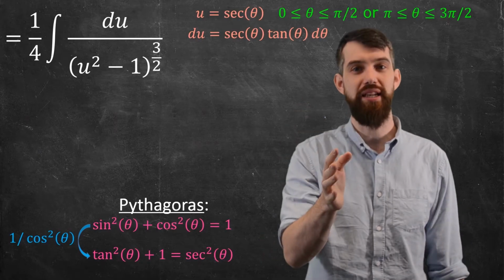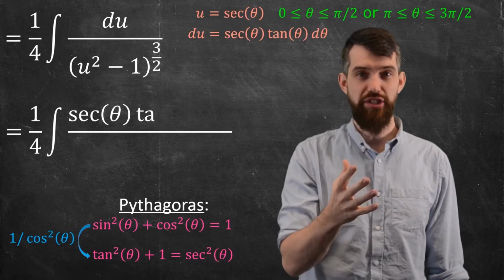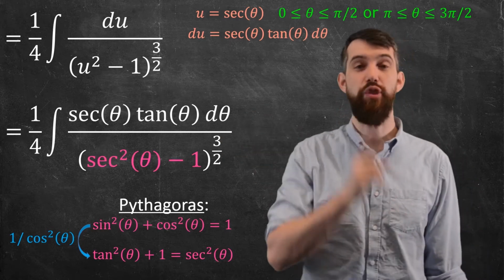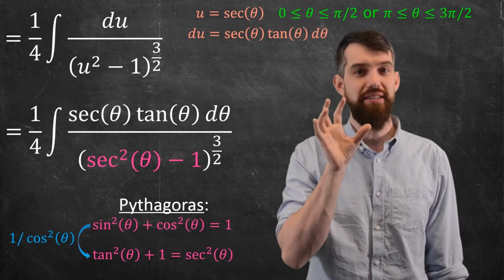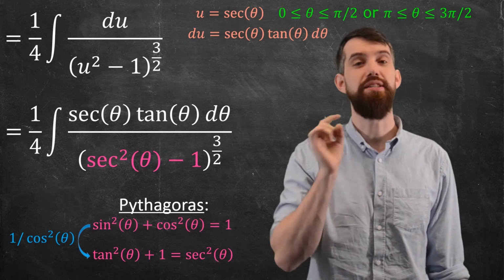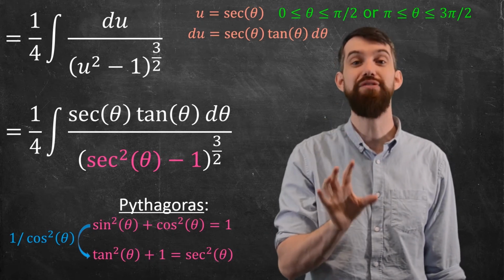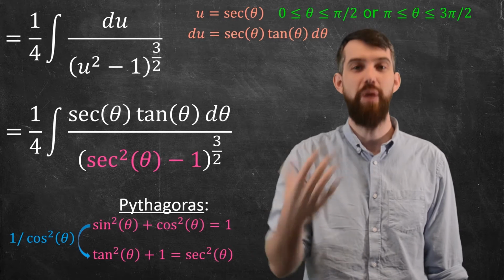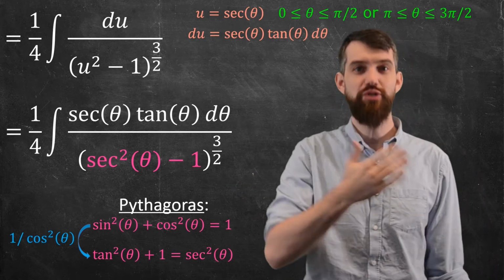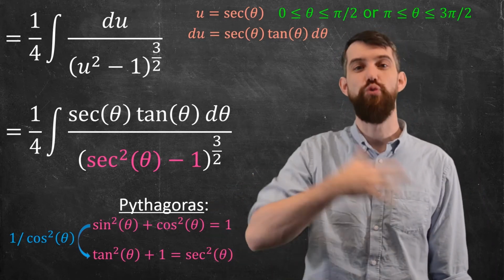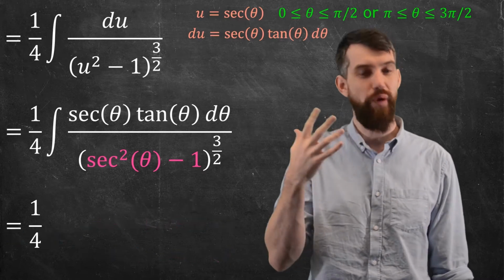Let's go and plug this in for our substitution. We have this u, we're plugging in secant, and what do we get? The 1/4 of secant tangent d theta on the top, and then secant squared minus 1 to the power of 3/2 on the bottom. Now we can use Pythagoras. We have the tan squared plus 1 is secant squared formula. You rearrange it. Secant squared minus 1 is tan squared.